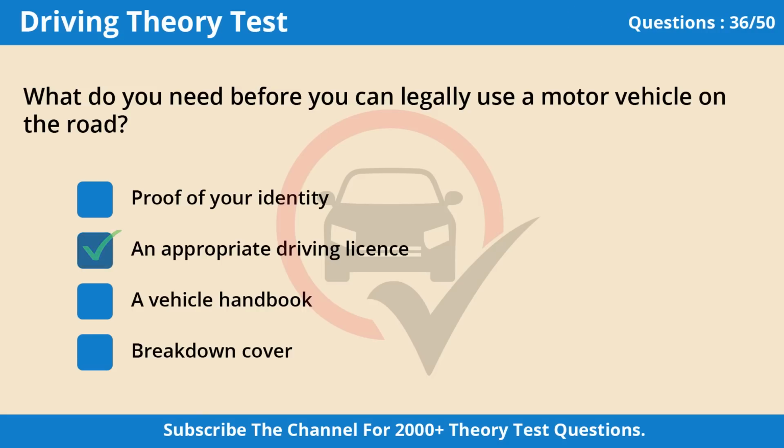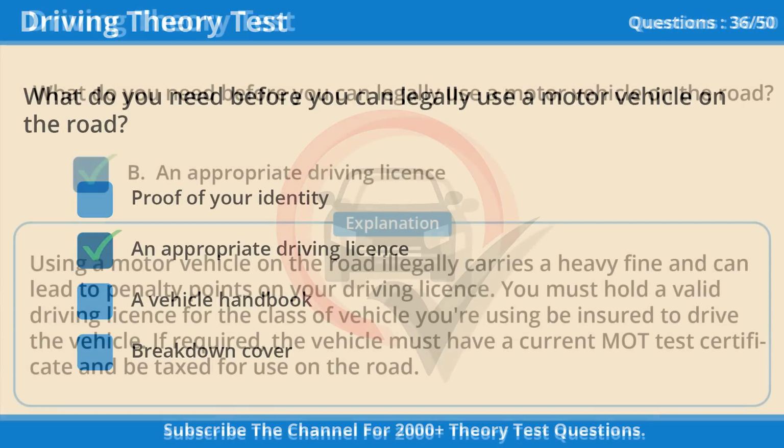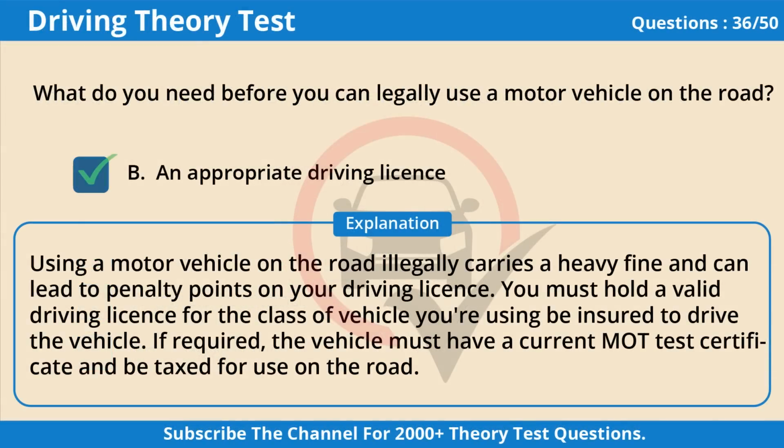B. An appropriate driving license. Using a motor vehicle on the road illegally carries a heavy fine and can lead to penalty points on your driving license. You must hold a valid driving license for the class of vehicle you're using. Be insured to drive the vehicle. If required, the vehicle must have a current MOT test certificate and be taxed for use on the road.